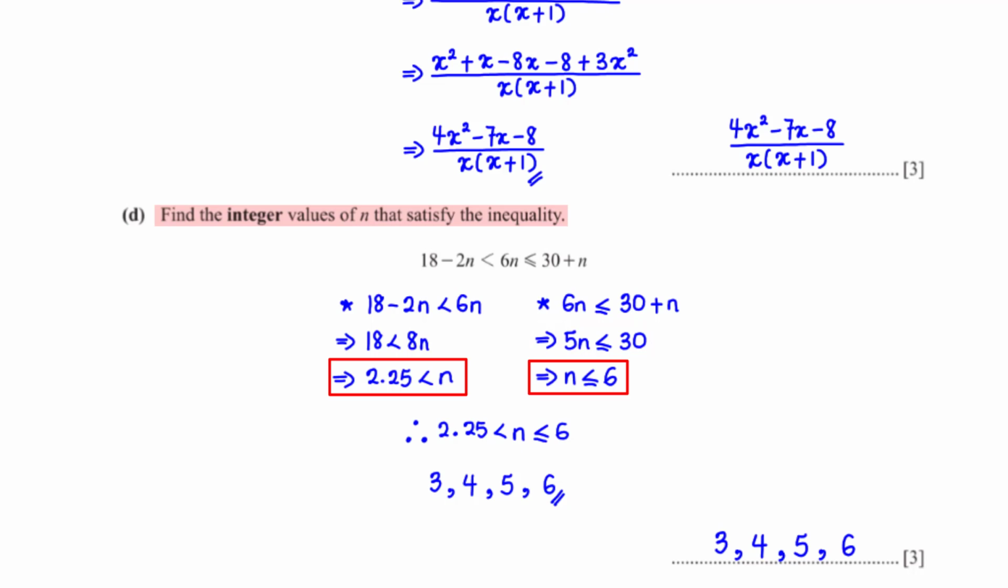When we bring these two together, we see that n is greater than 2.25 and less than or equal to 6. The integer values of n in this range are 3, 4, 5, and 6.